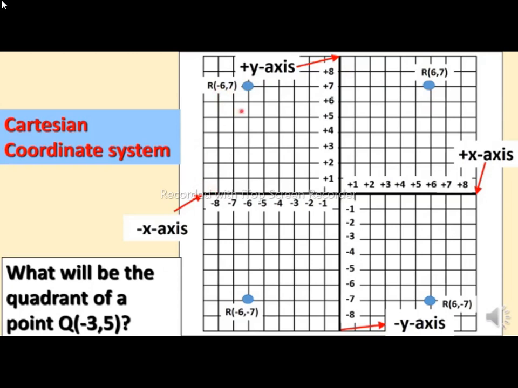Similarly, if we take this point in the third quadrant, here both the x and y points become negative because of the negative x-axis and the negative y-axis. And now if we take this point again in the fourth quadrant, x becomes positive and y negative because of the positive x-axis and the negative y-axis.